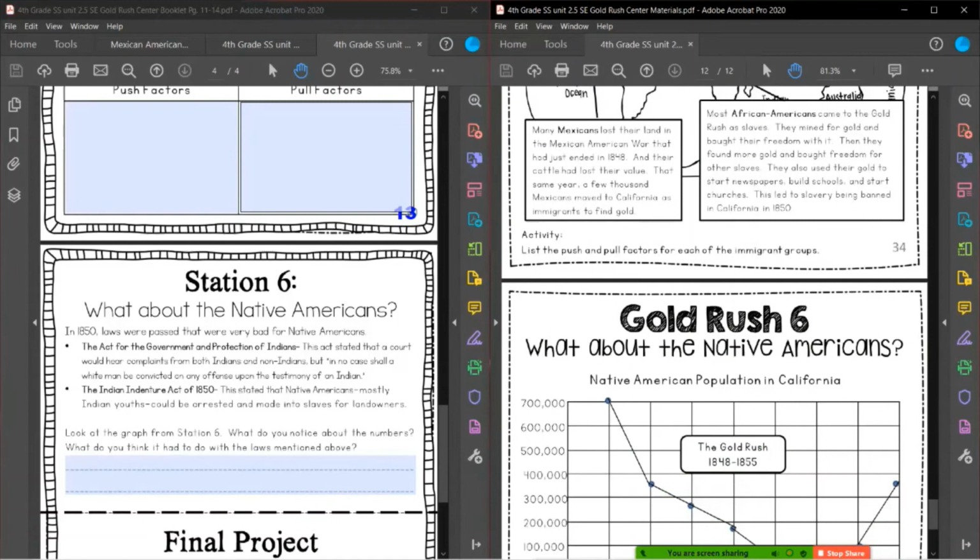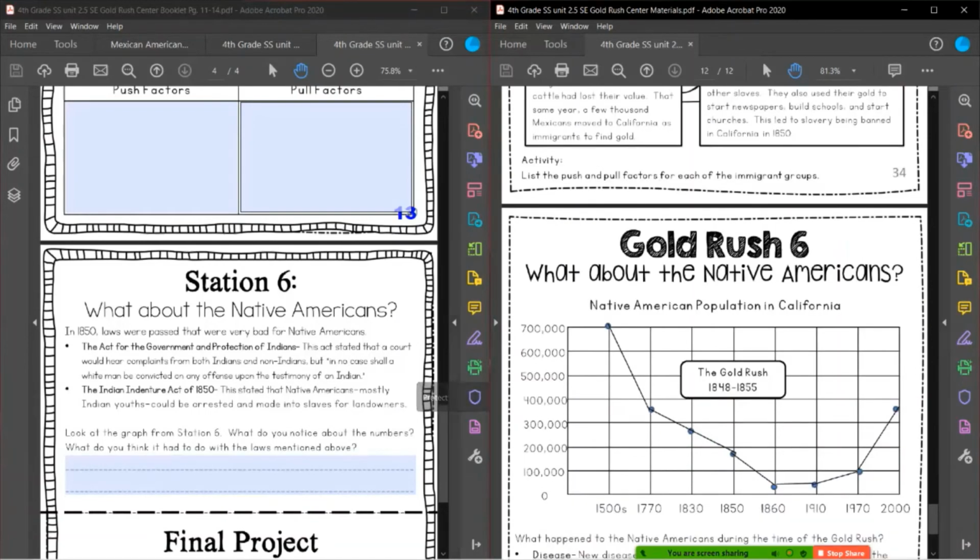As you go through onto Station 6, we're going to be talking about the Native Americans. So in 1850, laws were passed that were very bad for Native Americans. The Act for the Government and Protection of Indians. This act stated that a court would hear complaints from both Indians and non-Indians, but in no case shall a white man be convicted on any offense upon the testimony of an Indian.